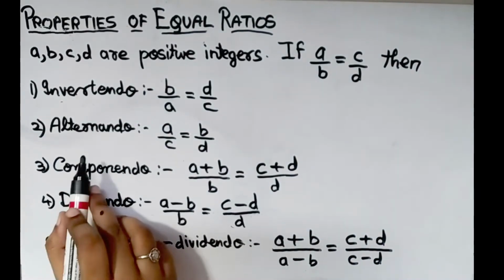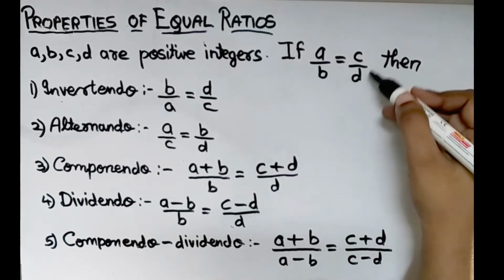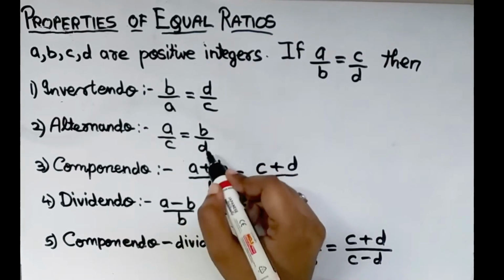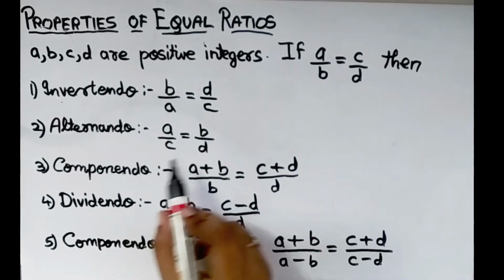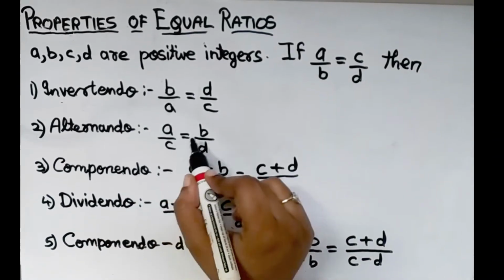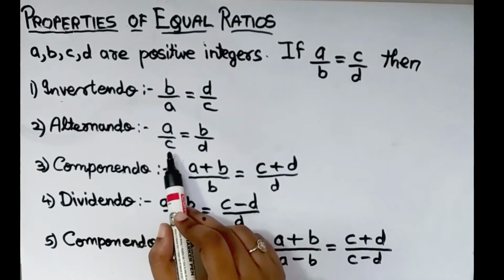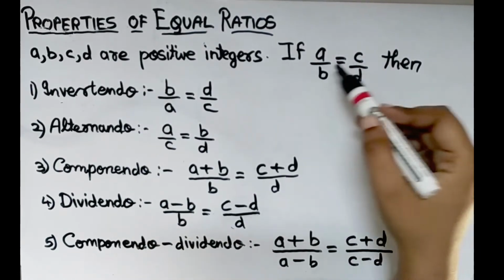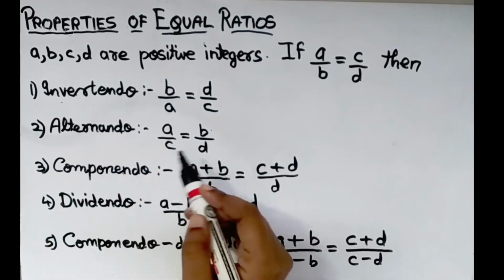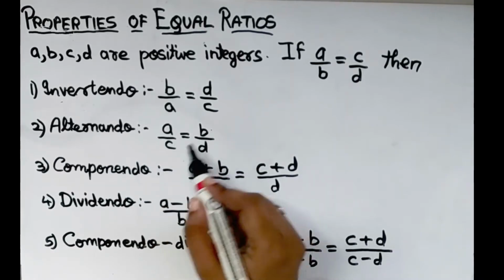Now the second property is alternando. If A upon B is equal to C upon D, then A upon C is equal to B upon D. Here alter means change. So alternando means we are changing terms. Here C will become the denominator of the first ratio, and B will go in place of C. In alternando, we interchange the positions of B and C.